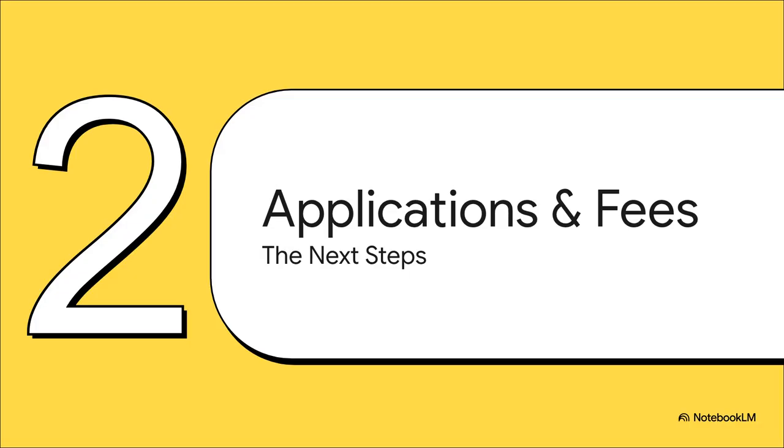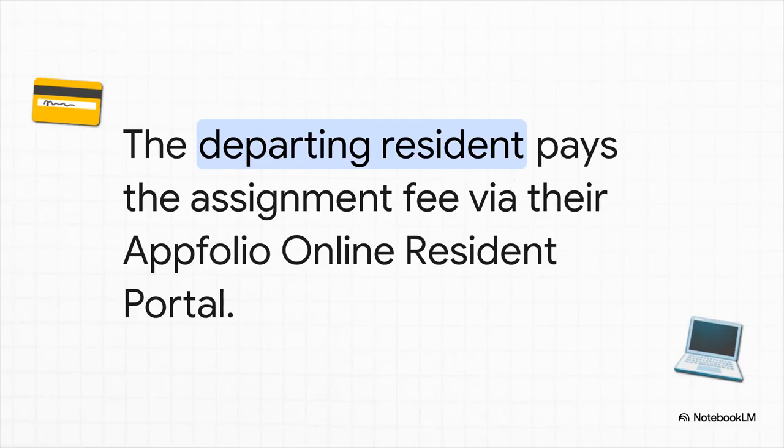Okay, on to section 2. You've sent the email, so what's next? Well, now we get into the applications and, you guessed it, the fees. So let's talk numbers. There's a one-time assignment fee, which you'll see in your lease, and it's $300. And a really common question is, who pays this? The answer is simple. You do.